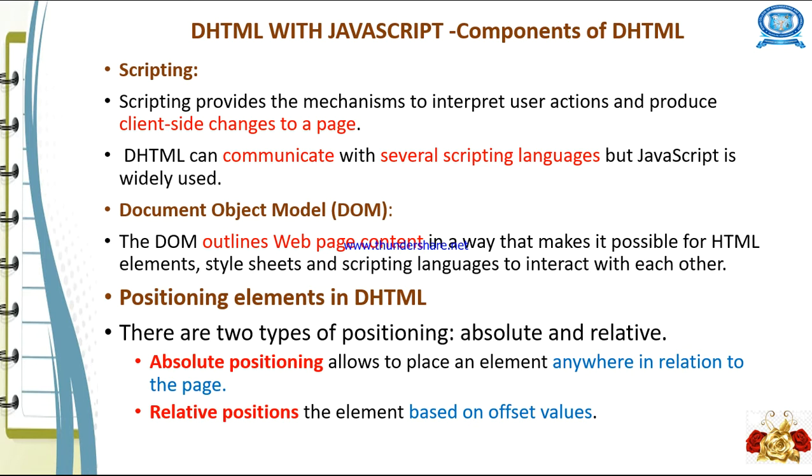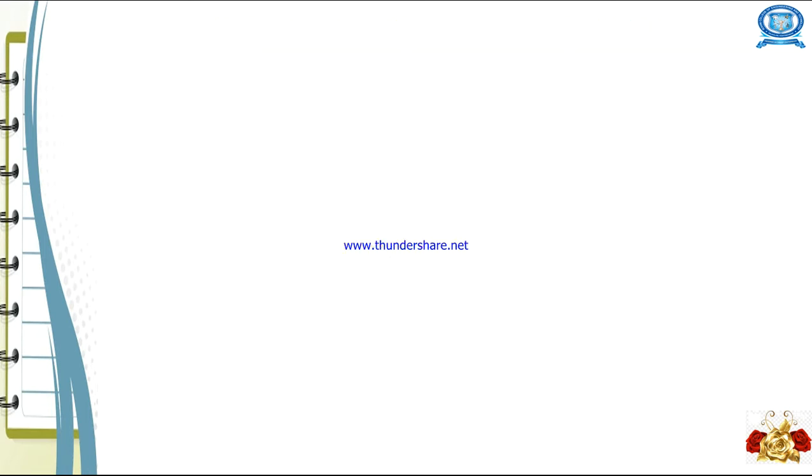Next is positioning elements in DHTML. There are two types of positioning: absolute and relative. Absolute position is used to place an element anywhere on the web page. Normally you use absolute position in all fields. Relative position places an element based on an offset value. So the absolute position is very important. It is used for all purposes of web designing when you use DHTML.